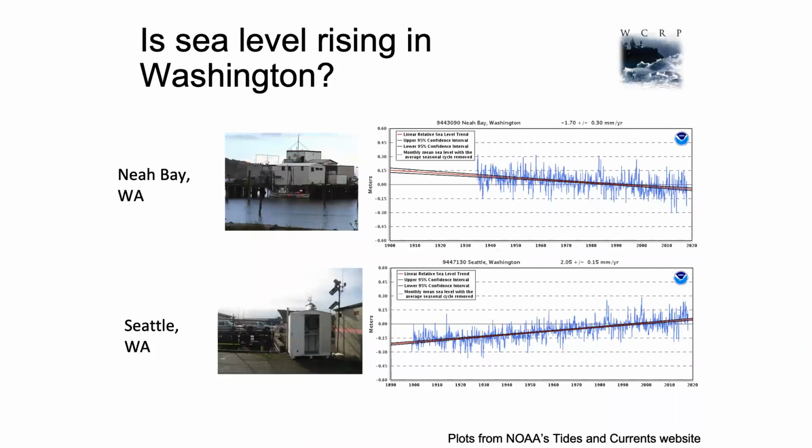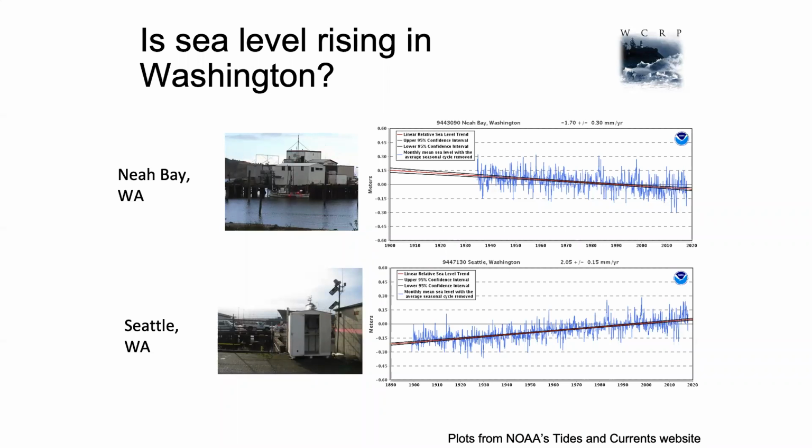So let's back up for a minute and ask, is sea level rising in Washington? I sort of suggested as much by showing you the water level data from Seattle, but things are a bit complicated in Washington due to vertical land movements. So here are data from 2 tide gauges in Washington state. The bottom one is Seattle. I've shown you that previously.